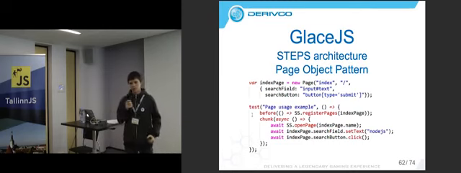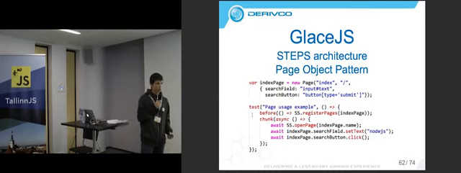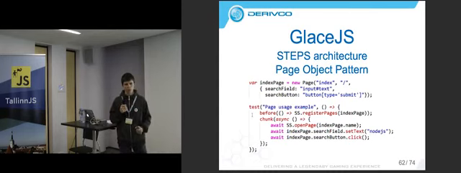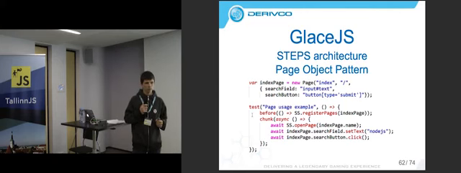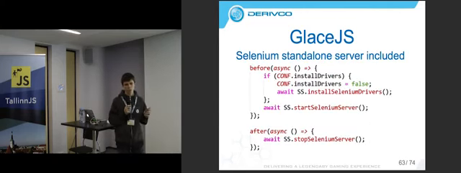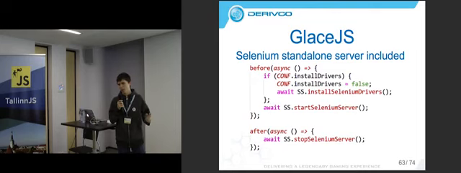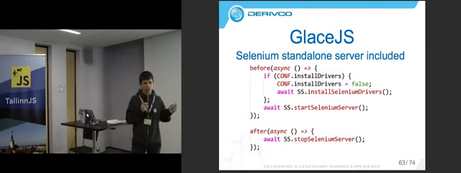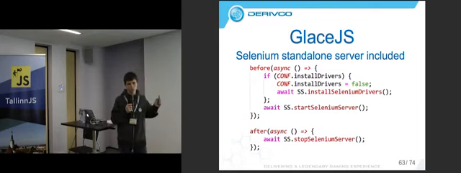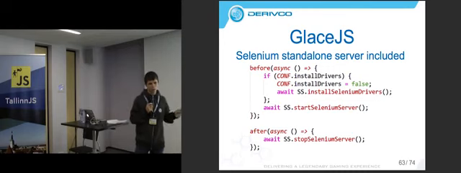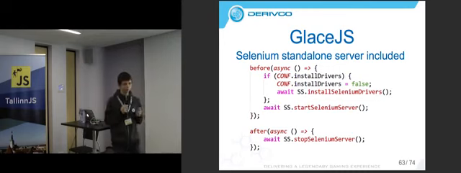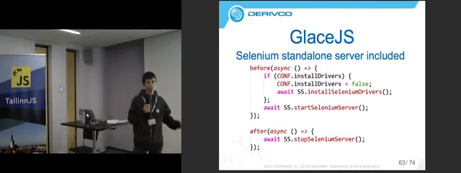Glide.js is developed with a steps architecture, and it supports the page object pattern. It's a pattern which is popular in web testing. So it's possible to use your own, already existing page object, but you may also develop and inherit a common page, develop your own custom page, and involve it in a test.